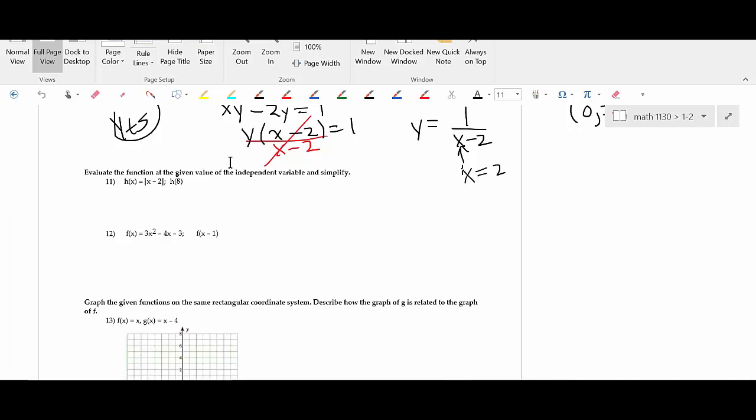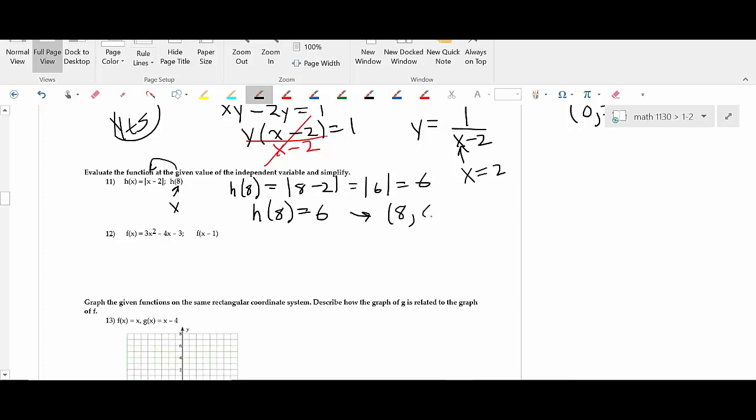Okay, so when you're evaluating a function, this is what x is. If it says h of 8, that just means you need to know, if x is 8, what is y. So when you do h of 8, all you do is, where you see an x, you plug in an 8. So you would have 8 minus 2, that would be the absolute value of 6, so that would be 6. So when you see this language, if you see h of 8 equals 6, you need to understand that what that means is, if x is 8, y is 6. That's what function notation means: it's saying what is y when x is 8.